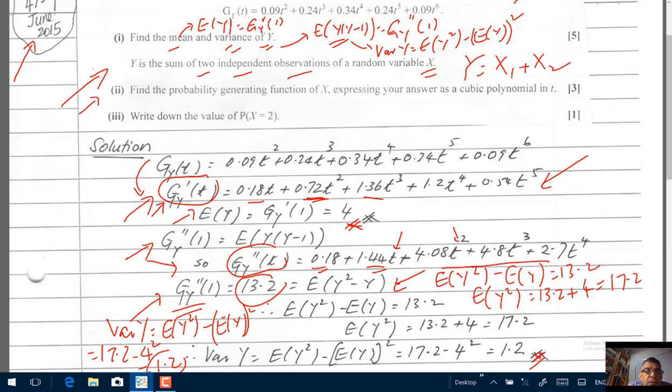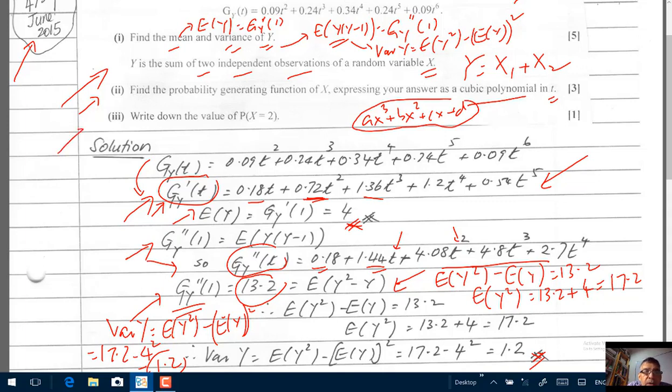In part 2 of the problem, we are asked to find the probability generating function of x, expressing your answer as a cubic polynomial in T. What's a cubic polynomial? It'll be ax cubed plus bx squared plus cx plus d. That's a cubic polynomial expression. Now in this case, they're asking you to express your answer as a cubic polynomial in T. This is the general one that I've given you, so we will have something in T.